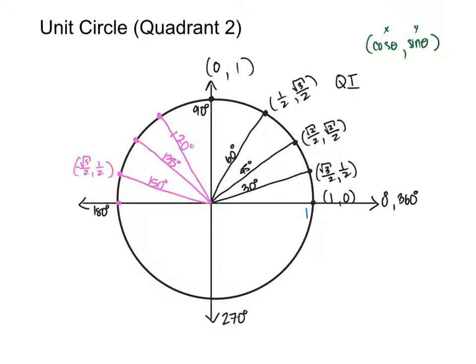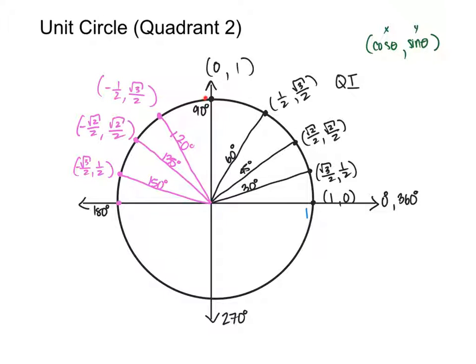So you can already tell, if I was at the 135 terminal side, well, that came from the 45 degrees. So I'm basically going to copy and paste this over, but make the x value here a negative. And then we have our last one here, the 120, which is associated to the 60 degree triangle. But it has a negative 1/2 for the x value, and the y value is still the same.